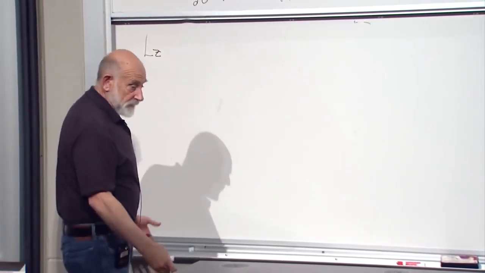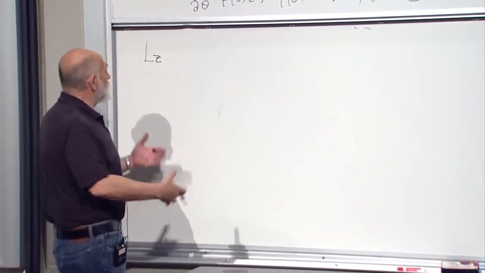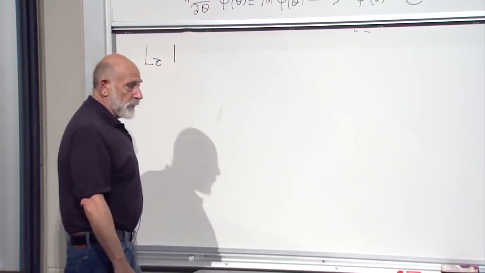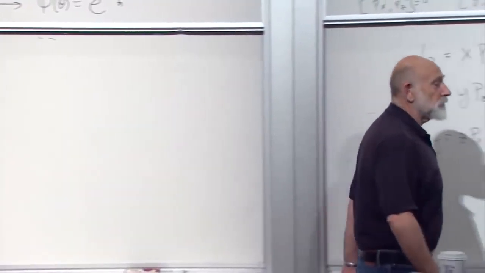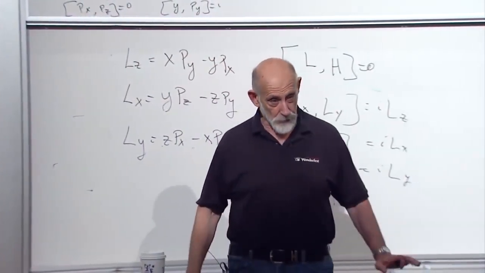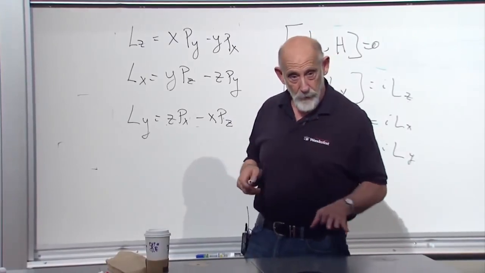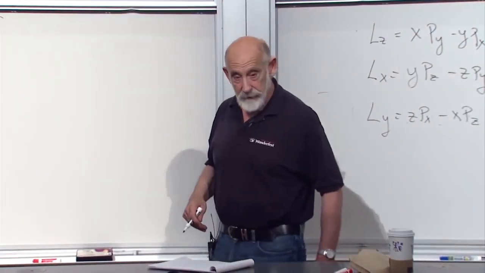Lz has eigenvectors. It's a Hermitian operator. How many it has, I don't know. We'll find out as we go along. And let's call the eigenvalue of Lz little m. It's the same notation that I used in 2 dimensions, where there was only the z component of angular momentum. I called the eigenvalues m, and I'll continue to do that.